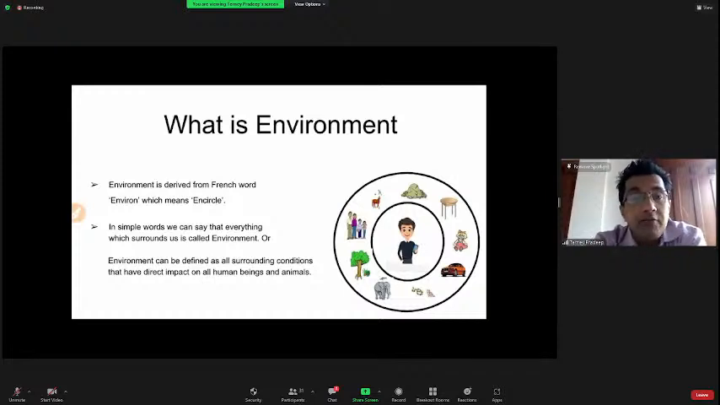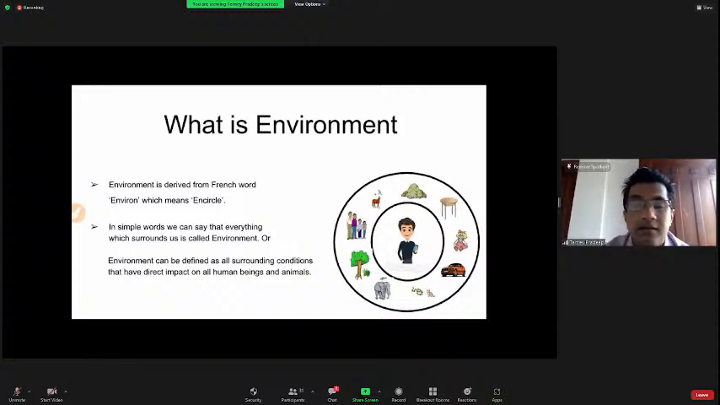It is called environ, which means encircle. What is encircled is over. What is around is our environment, right? In simple words, we can say everything which surrounds us is called environment. For me, my environment is the room I am living in now. That's my environment. So environment can be defined as all surrounding conditions.